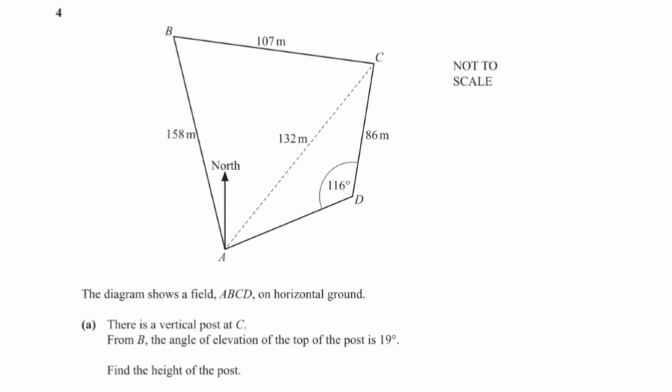The diagram shows a field ABCD on horizontal ground. There is a vertical post at C. From B, the angle of elevation of the top of the post is 19 degrees. Find the height of the post.